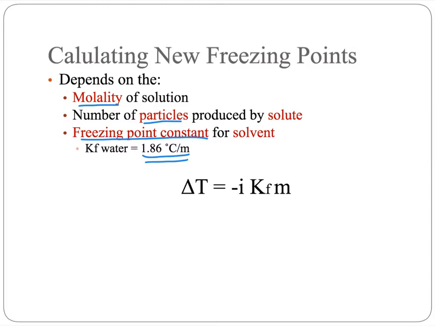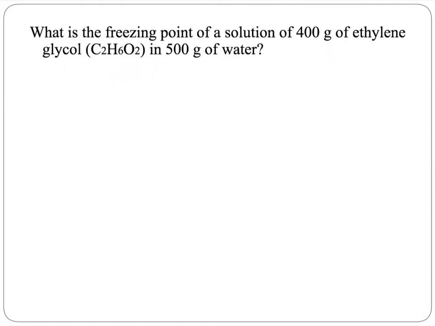You do not need to memorize them, but you do need to consider them in the calculation. So basically our formula is that our change in temperature will be negative of the number of particles, that's what the i stands for, times your freezing constant times the molality of the solution. So to transfer that over here, it equals negative i Kf m. We've got a question that asks, what is the freezing point of a solution of 400 grams of ethylene glycol, that's antifreeze, with the formula C2H6O2, if it is in 500 grams of water.